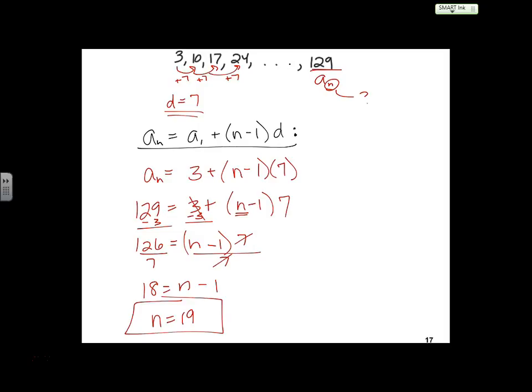So if we were to put this formula in our graphing calculator, which we probably could, this would be our u of n. Remember in sequence mode, it's u. We would plug and chug this, go to our table, scroll down and say, oh, 129, when do you appear? And it would appear at the 19th term, if we wanted to.